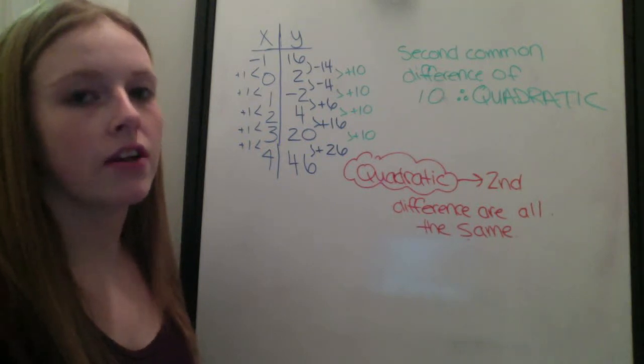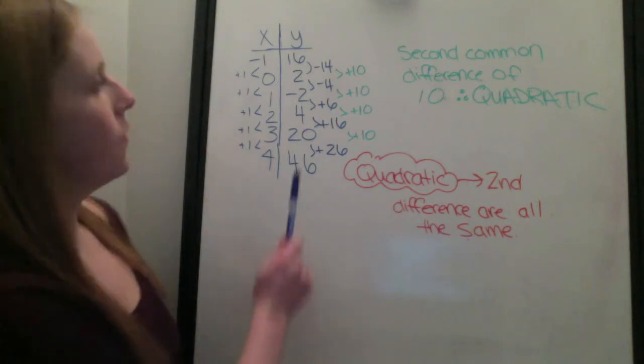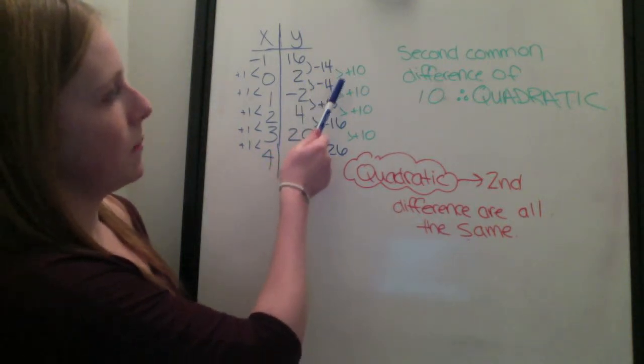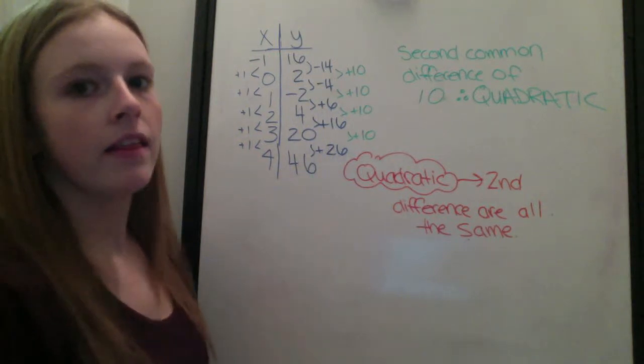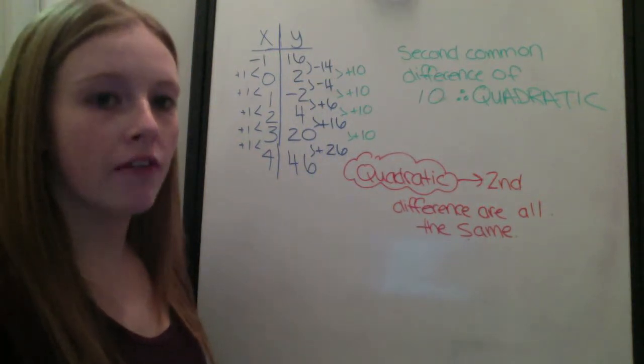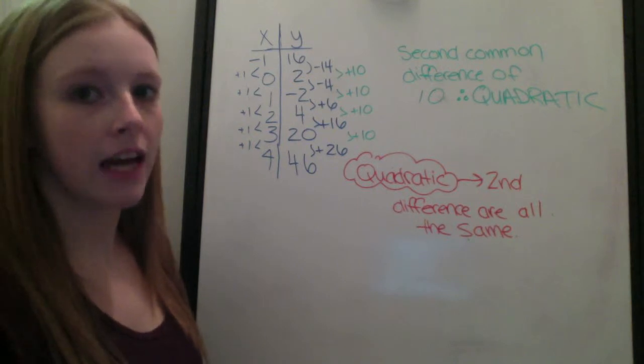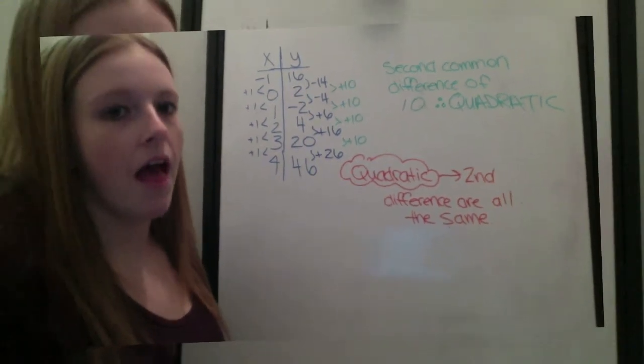Now let's take a look at our second differences. So, our second differences are plus 10, plus 10, plus 10, and plus 10. Therefore, we know that this graph is quadratic since the second differences are 10, and they're all the same.